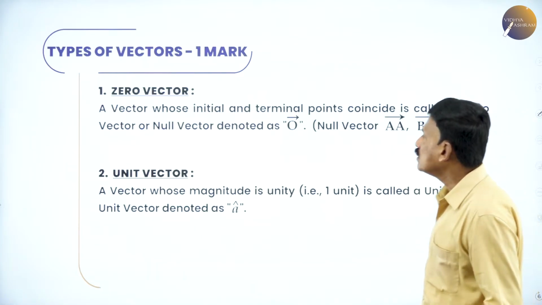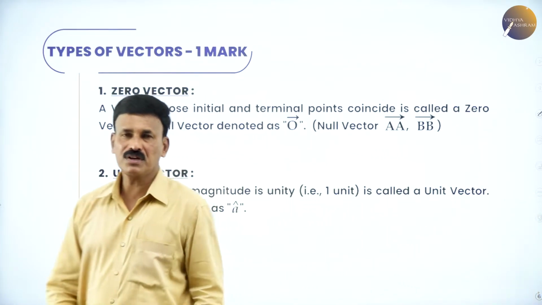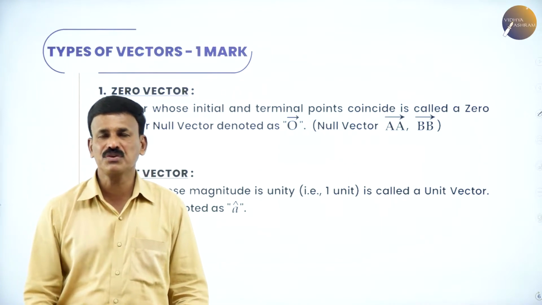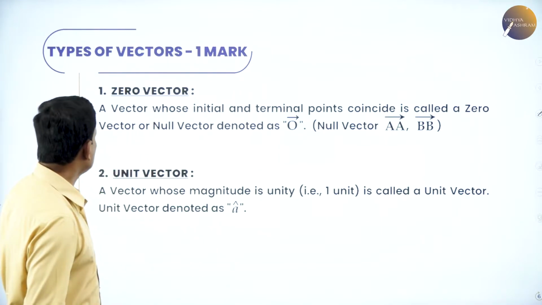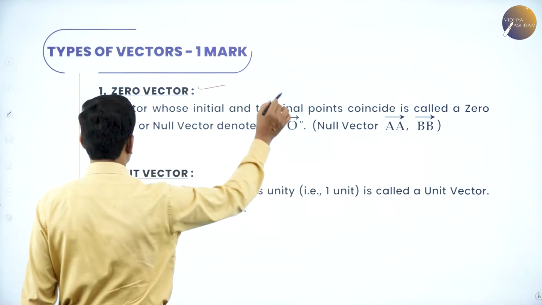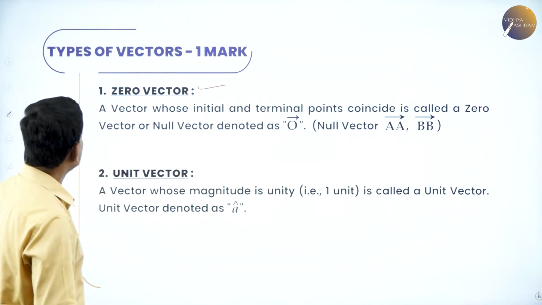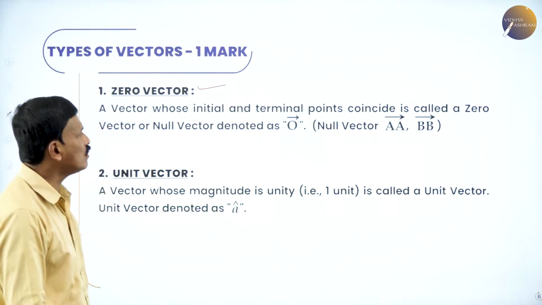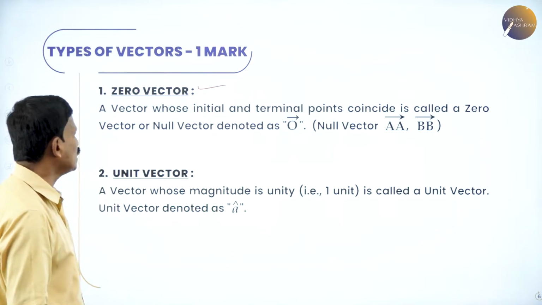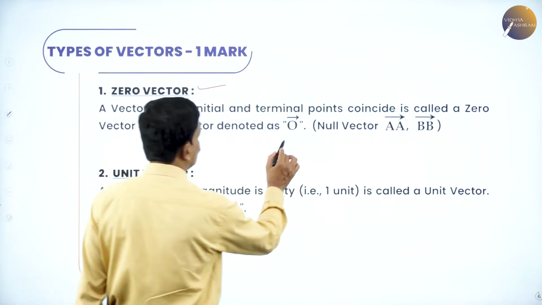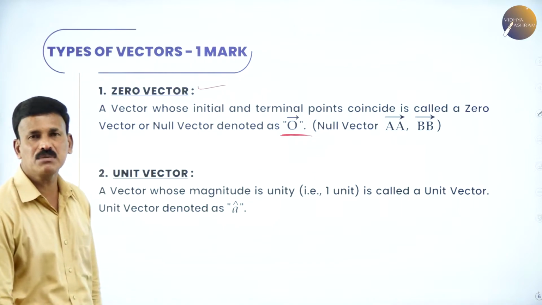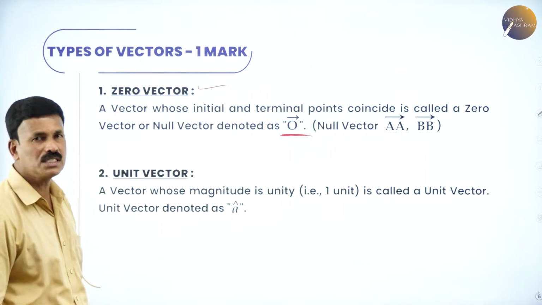Now, let us come to the types of vectors. There are different types of vectors. In this, you are going to study only a few types. The first one is the zero vector or null vector. A vector whose initial point and terminal point coincide is called a zero vector or a null vector, denoted as 0.